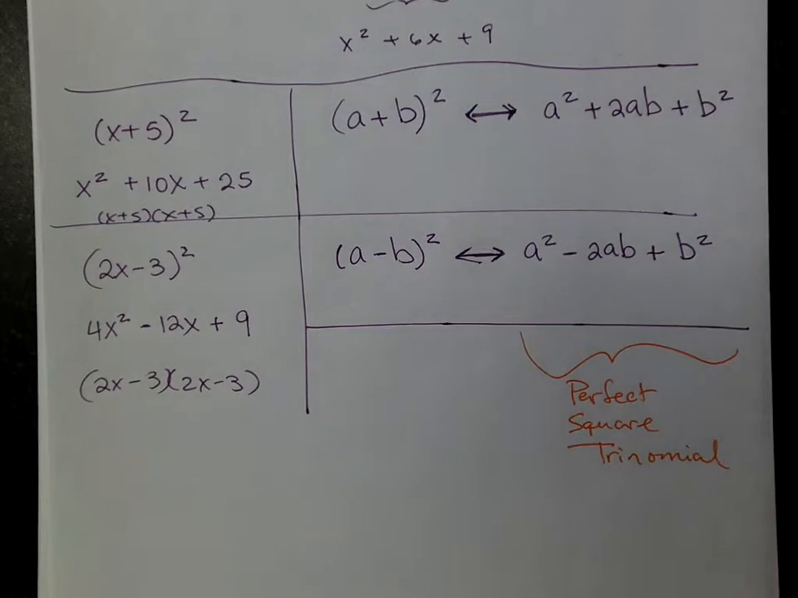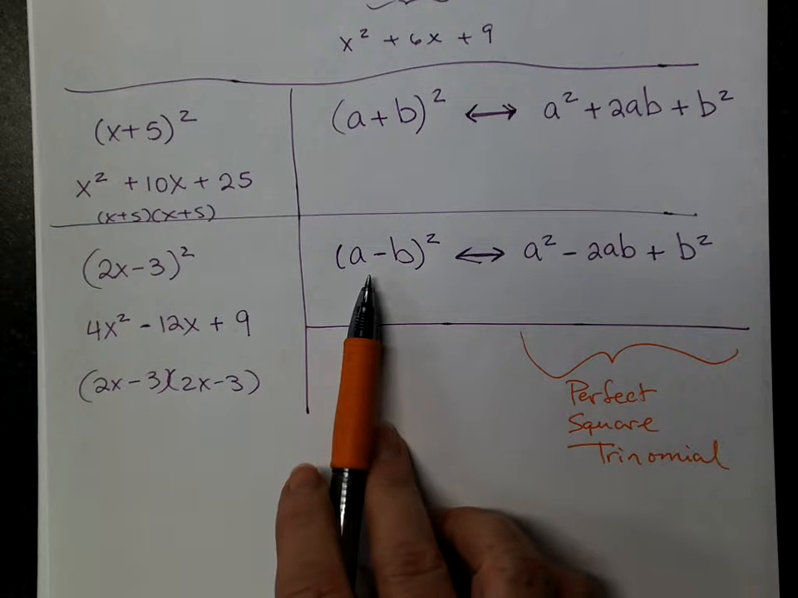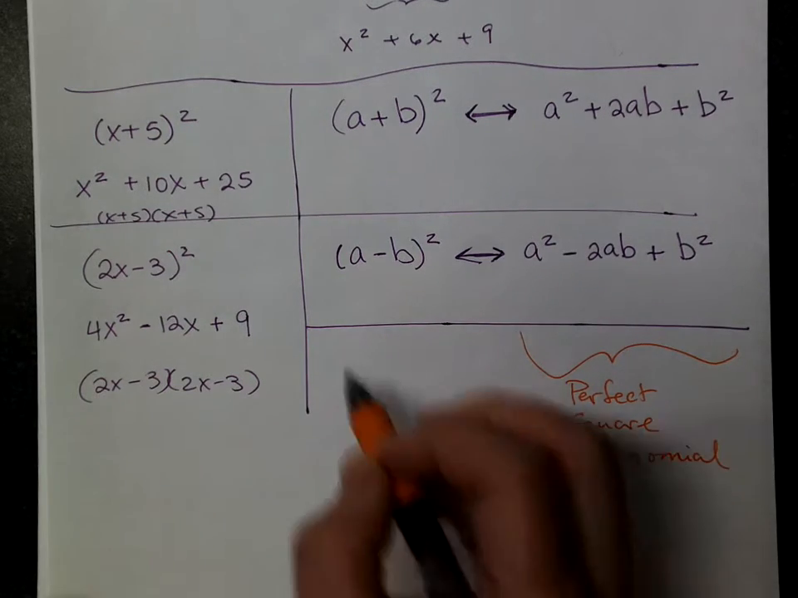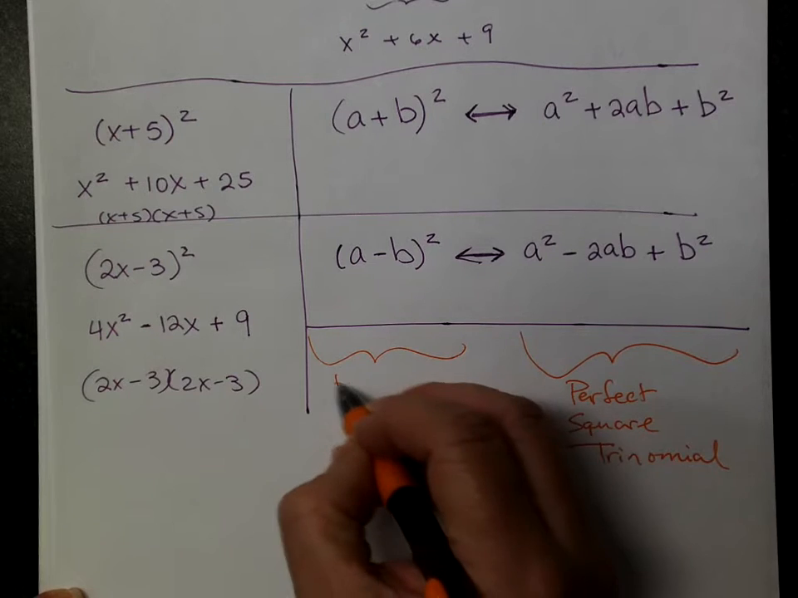And if you recognize, ooh, I have a perfect square trinomial, then your work is done. It's all in the recognition. That's what I have, so you know its factored form is a binomial squared.